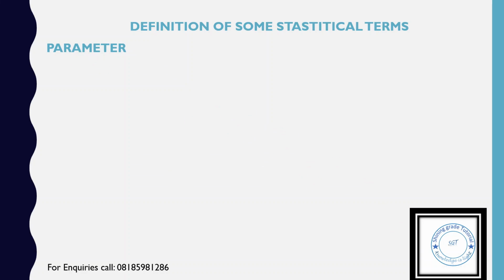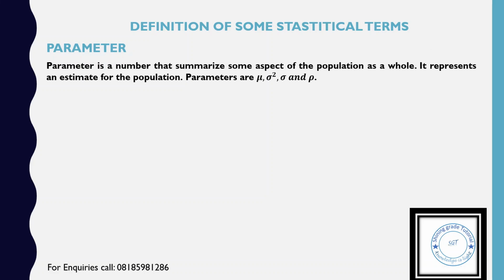The next aspect we'll be taking is the statistical terms. The first aspect we have is parameters. So what is a parameter? It's simply the characteristic of the population. It summarizes the aspect of the population as a whole.